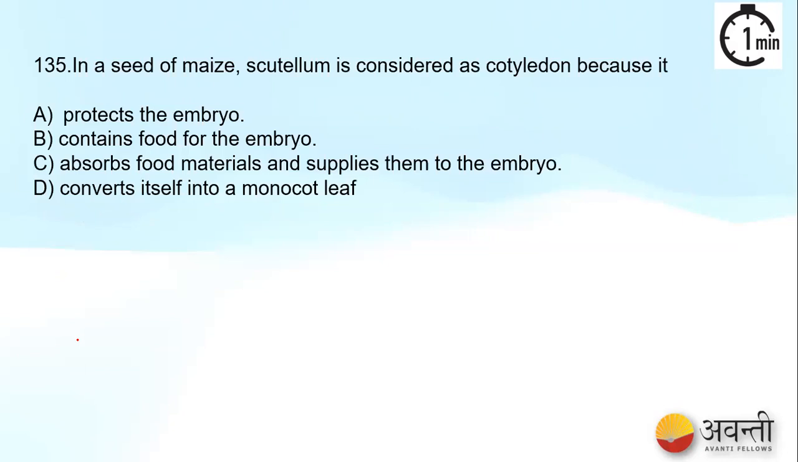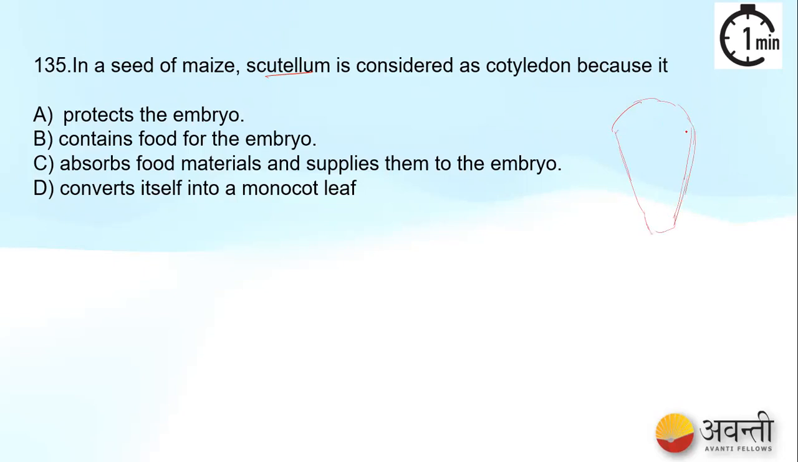So we have the 135th question. In a seed of maize, scutellum is considered as cotyledon because it. We have the options: protects the embryo, contains food for the embryo, absorbs food materials and supplies them to the embryo, converts itself into a monocot leaf. So from the given options, why is scutellum in the monocot seed considered as a cotyledon? If you just consider the monocot seed, what is a scutellum?